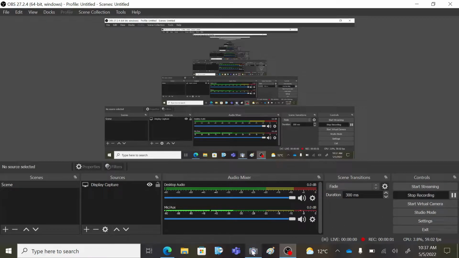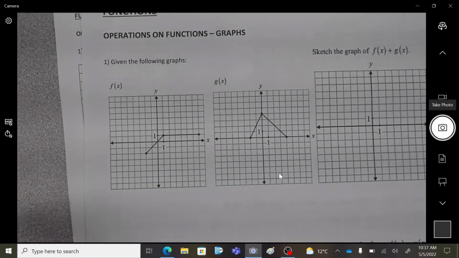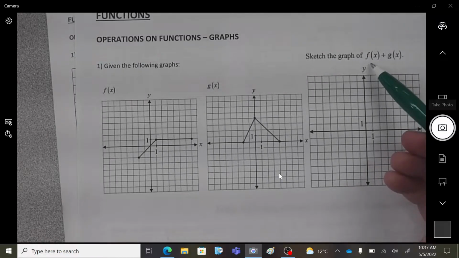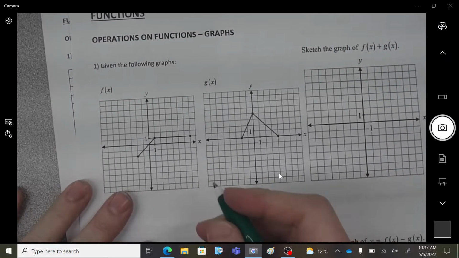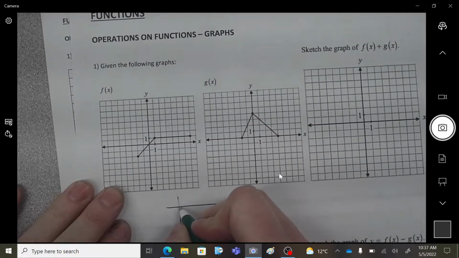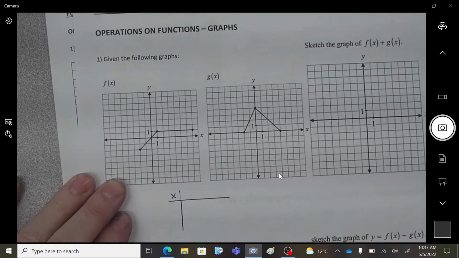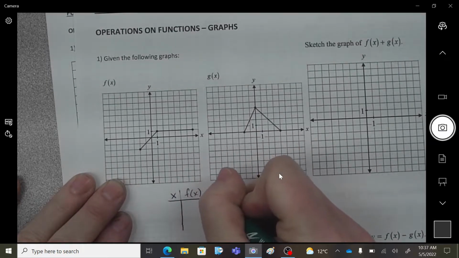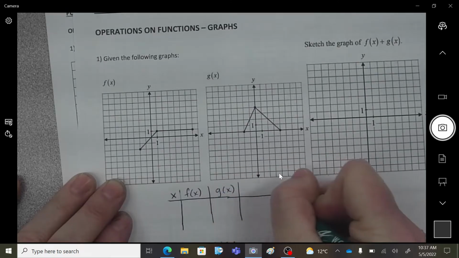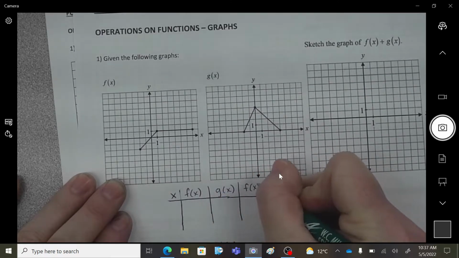Now you gotta start charting. Okay, operations on functions. We're graphing the f plus the g function. So we're going to start a chart here: certain x values, the f function, the g function, and then we'll do what are the values when we add them together.